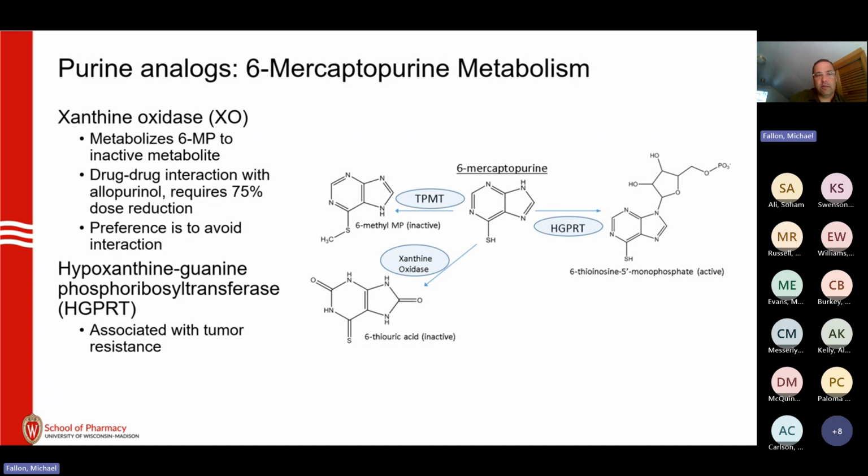All right, going on to purine analogs, so 6-MP metabolism. Xanthine oxidase metabolizes it to an inactive metabolite, and there's a major drug-drug interaction with allopurinol. So you have to reduce 6-MP by 75%. We generally try to not give allopurinol. This is in the consolidation setting, not in induction, so patients' risk of tumor lysis is often very low. So we will usually get rid of that.